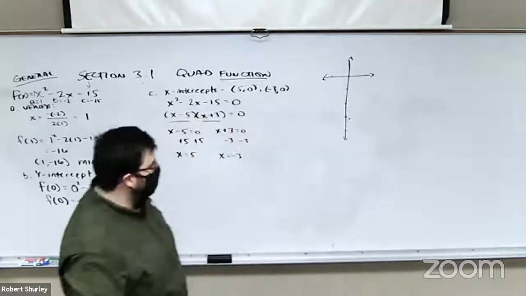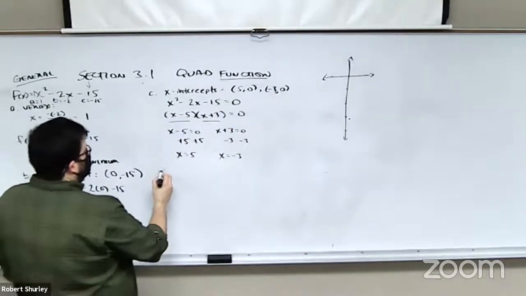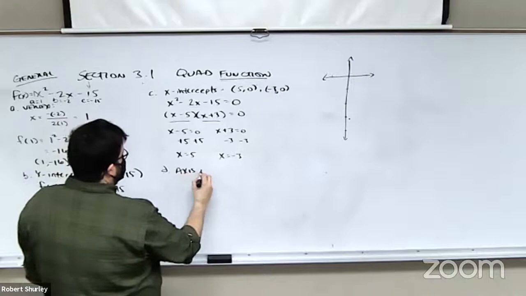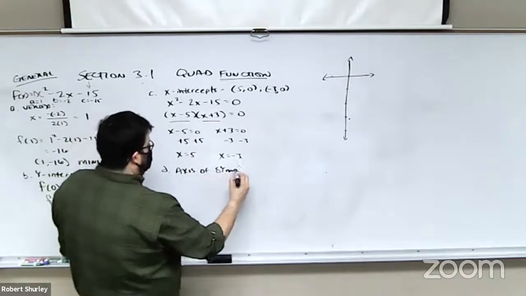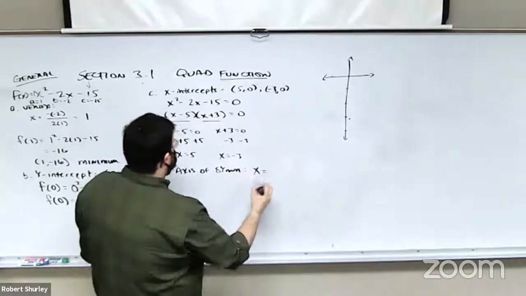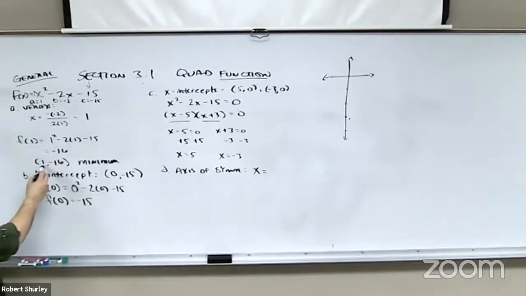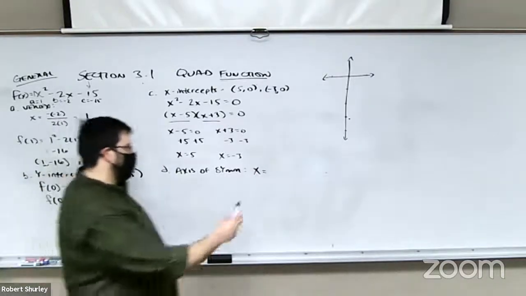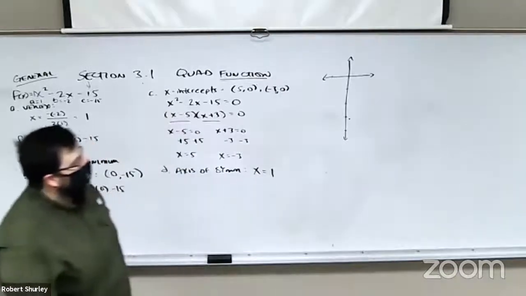We didn't talk about axis of symmetry. I need to do that one. Hold on. Axis of symmetry, it's the same. It's always the x value of your vertex. x equals 1.